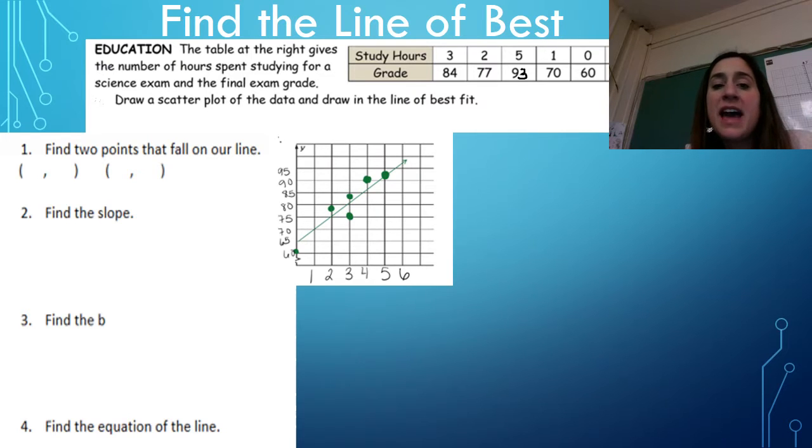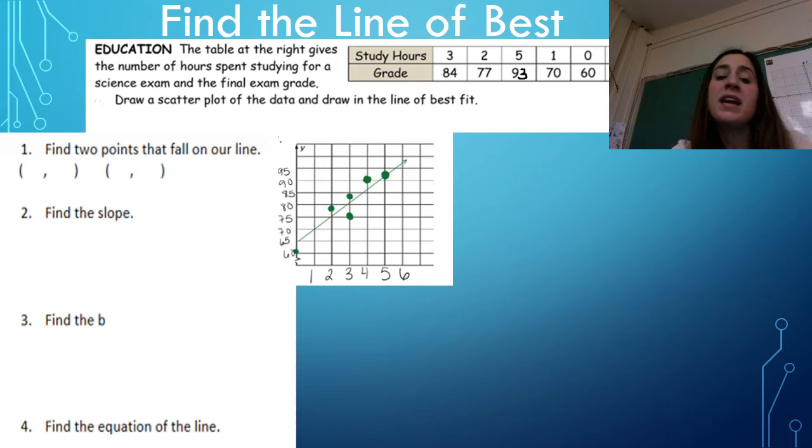As you can see, the hours of studying are somewhere between 1 and 5, so when I created my x-axis, I made my numbers go from 1 to 6. The second part I looked at was my y-axis. The smallest grade here is a 60 and the largest grade is a 93. So I started my y-axis from 60 all the way up until 95.